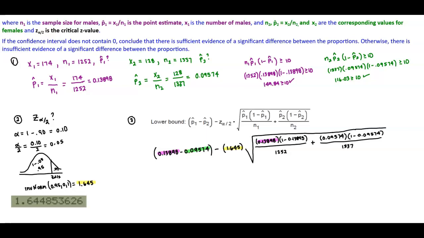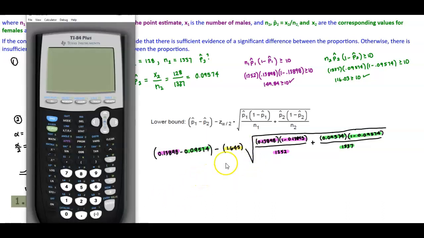0.13898, which is the point estimate for population 1, multiplied by 1 minus 0.13898, divided by the sample size for males, which is 1252. And then over here, we're going to add the point estimate for females, 0.09574, times 1 minus the point estimate for females, divided by the sample size. Okay, so let's go ahead and put this into our calculator.